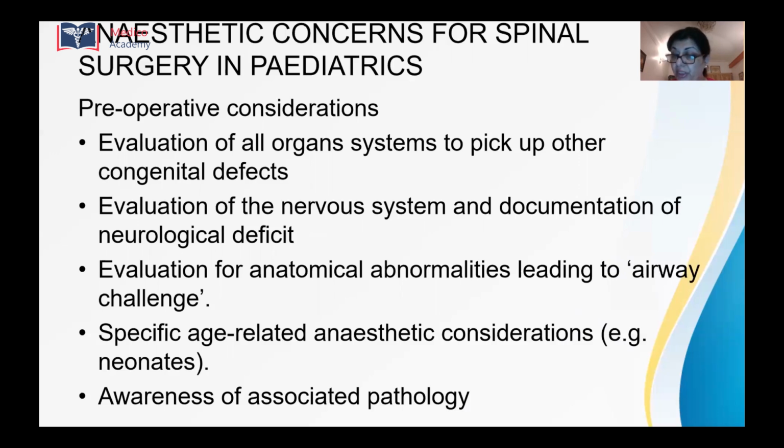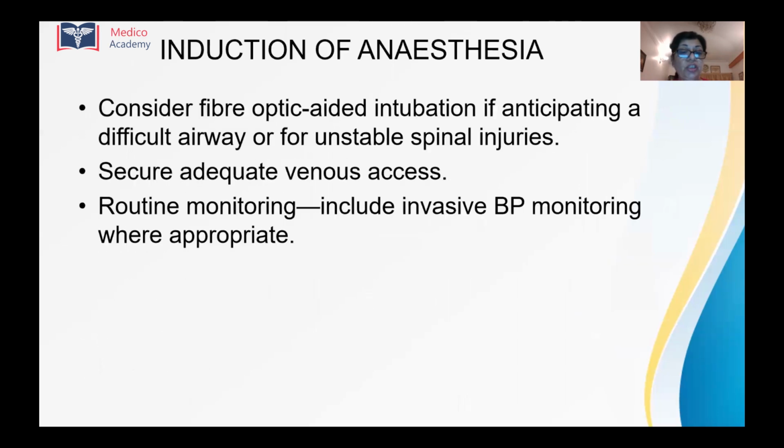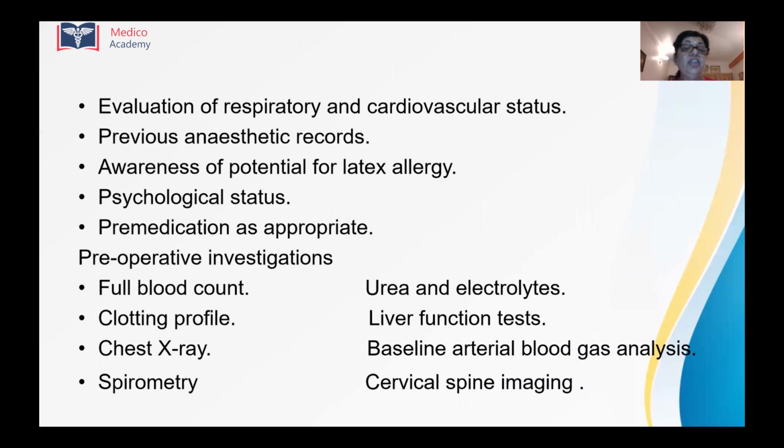A full preoperative assessment of the neurological deficit, especially in cases of spinal injury and muscular dystrophies, helps the anesthetist to pick up the pre-existing neurological deficit and involvement of the bulbar muscles. Evaluation of the anatomical abnormalities leading to airway challenge, specific age-related anesthetic considerations, especially in neonates, awareness of the associated pathology, evaluation of the respiratory and cardiovascular status, previous anesthetic records, awareness of potential for latex allergy, psychological status, and premedication as appropriate.